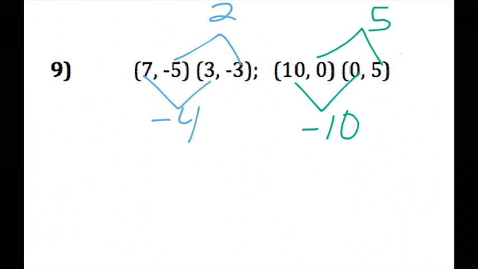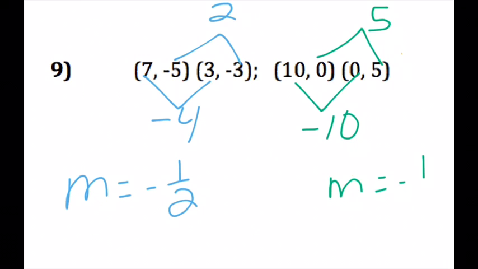Okay, let's look over number 9. On the left we have 2 over negative 4. So that slope is a negative 1/2. On the right we have 5 over negative 10, which also reduces to negative 1/2. Since these two lines have the exact same slope, they are parallel.